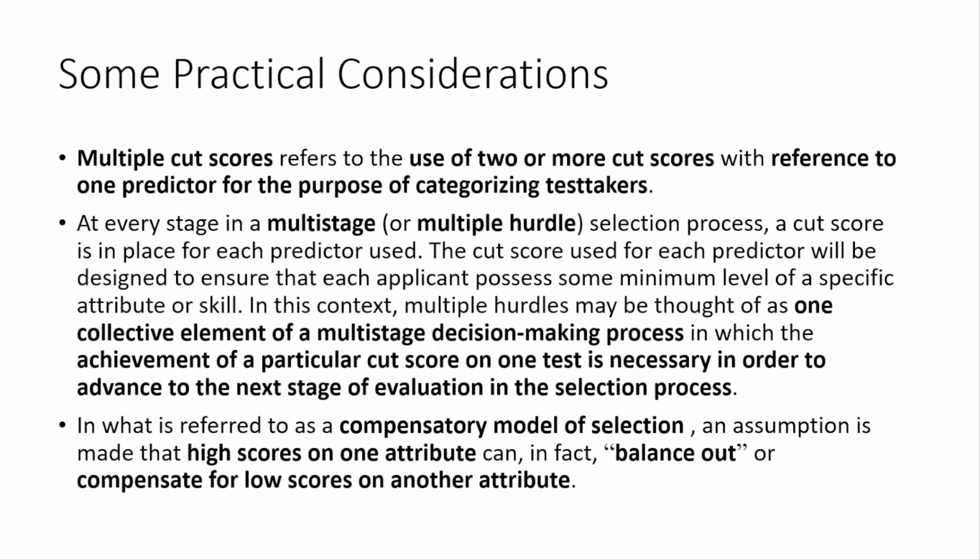So it's also referred to as compensatory model of selection. An assumption is made that high scores on one attribute can in fact balance out or compensate for low scores on another attribute.